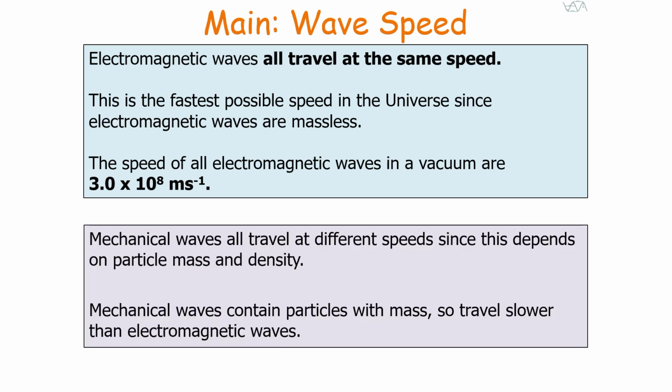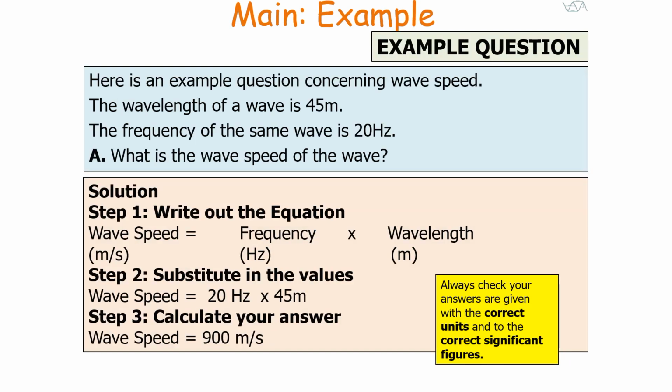Mechanical waves all travel at different speeds, since this depends on particle mass and density. Now mechanical waves contain particles with mass, so waves travel slower than electromagnetic waves. So here's an example question concerning wave speed. The wavelength of a wave is 45 meters, the frequency of the same wave is 20 hertz. What is the speed of the wave?